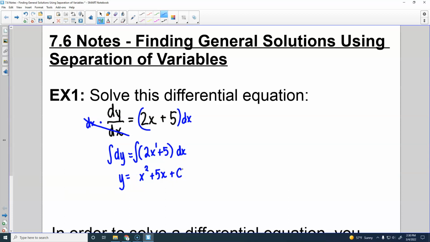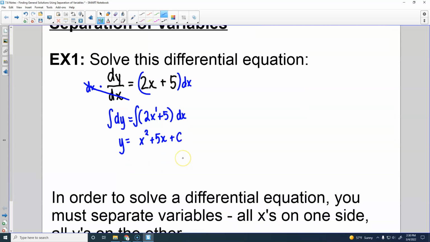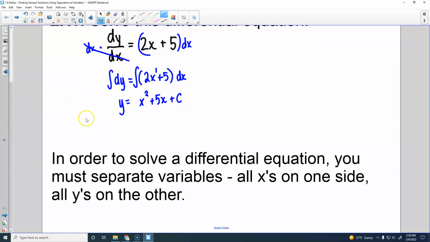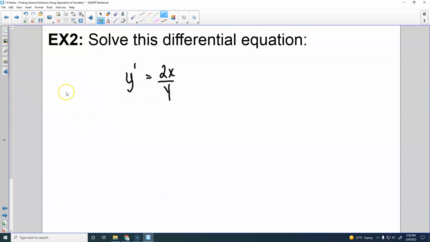Okay? All right, so this is your most basic type of differential equation that you'll see. It's basically just integrating. But in order to solve this, you must separate the variables. All x's must be on one side, all y's must be on the other. And your dx and your dy need to be in the numerator. You should not have them in the denominator. So let's look at one that is more difficult to do.